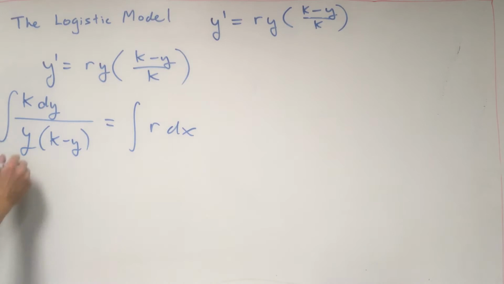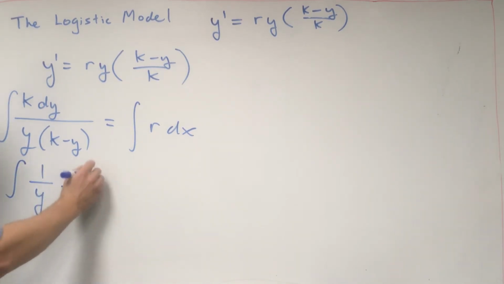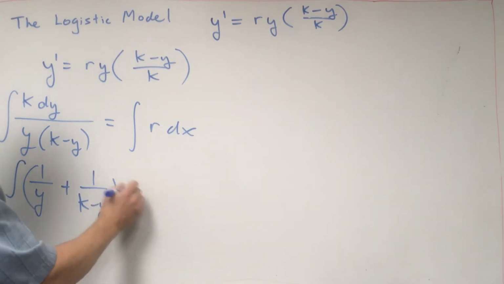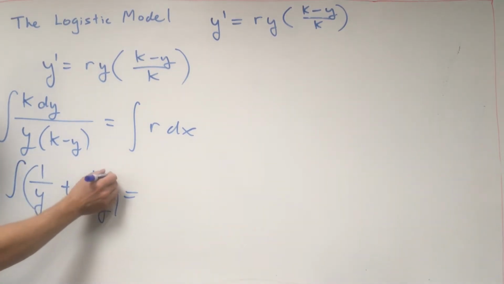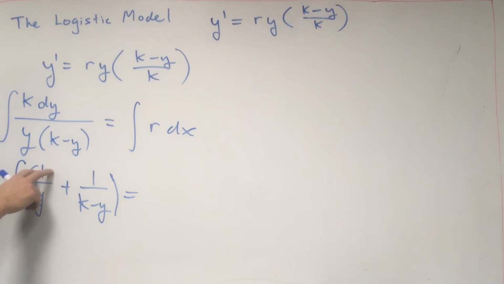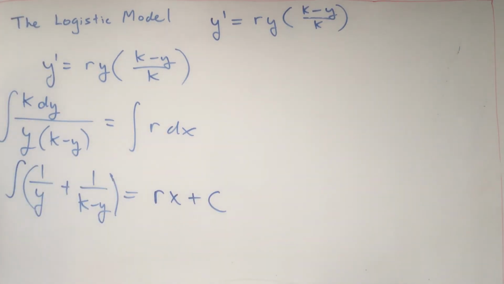Having done that, what we should end up with here is 1 over y plus 1 over k minus y. This is easy to check if you multiply these together to get your denominator, and then k minus y on top here, y there, combine them, you'll get k. Let's go ahead and anti-differentiate the right-hand side. That's the easy part.